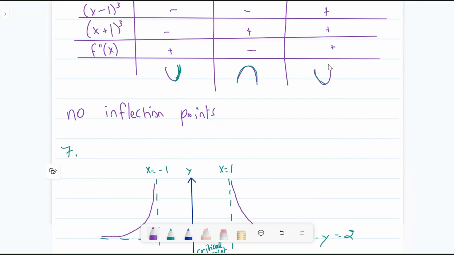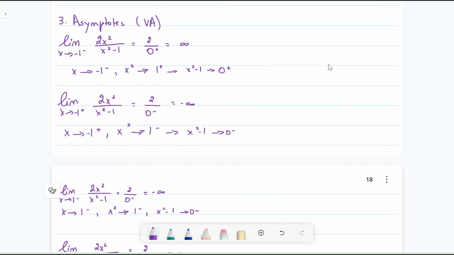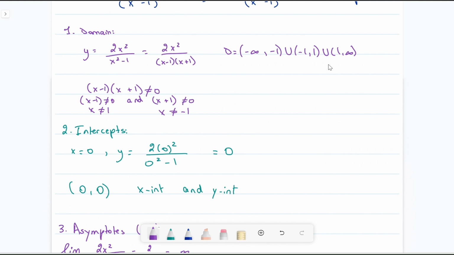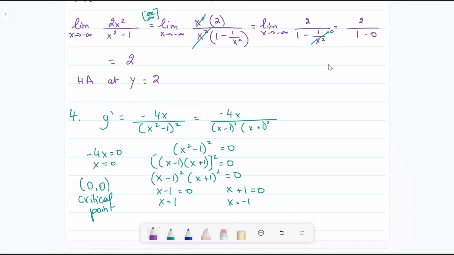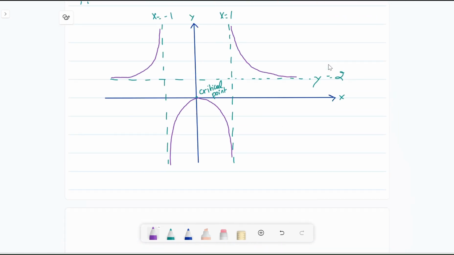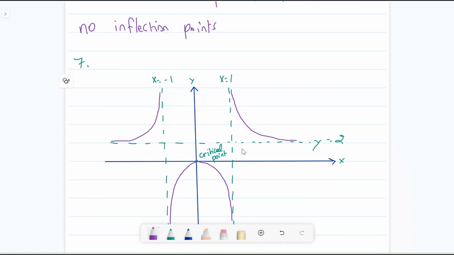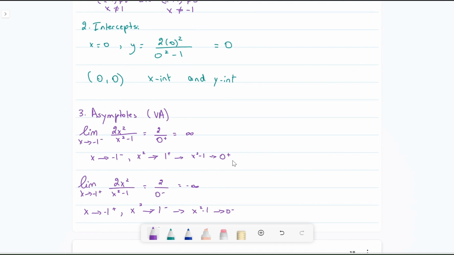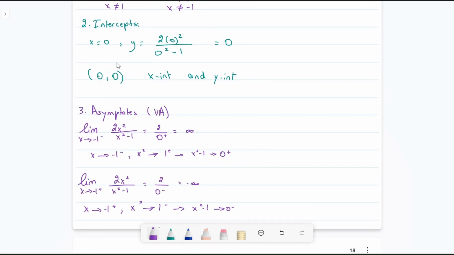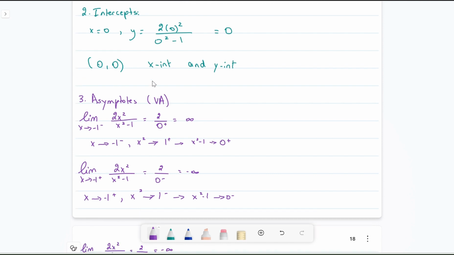Now let's check if there's any information we did not use. So let's go back to where we started this exercise. So the domain does not include -1 or 1. Let's verify this. -1 or 1 are not part of the domain, so that's perfect. Now let's continue. We did the x-intercepts. We already put the point (0, 0), the x and the y-intercept, so that's good.